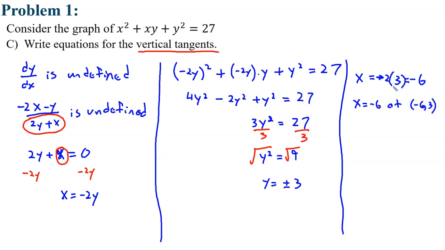Okay, we're kind of plugging that in backwards. We're plugging the y in to get the x. Don't confuse that. So there's one of my answers. And the other one, for our other y, we'd have x is equal to negative 2 times the negative 3, which will give us a positive 6. So we can write the equation x equals 6, all right, at the point 6 comma negative 3.